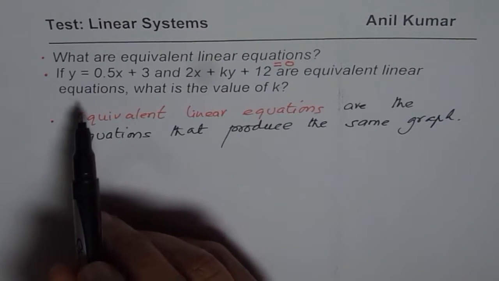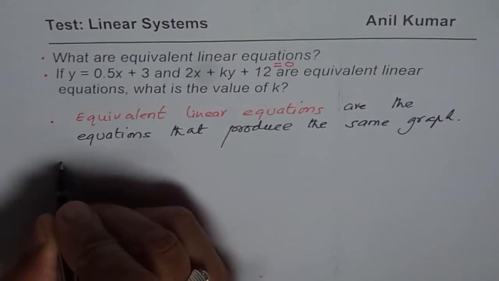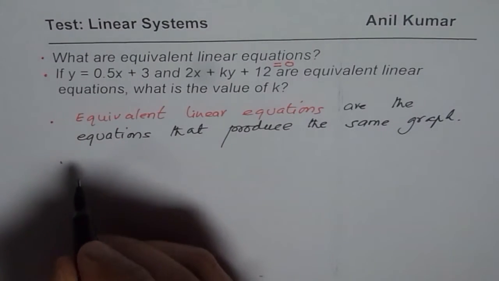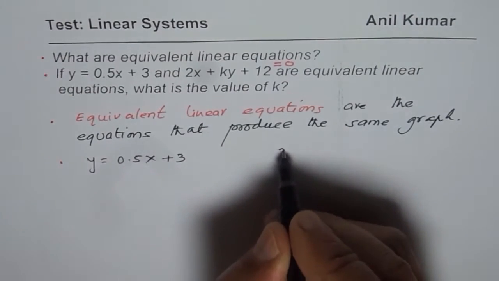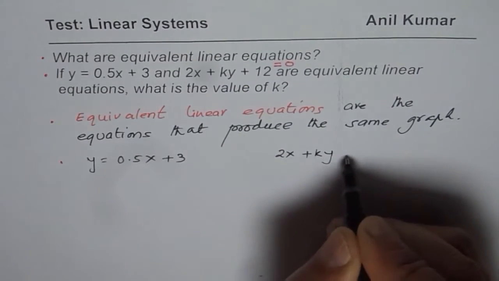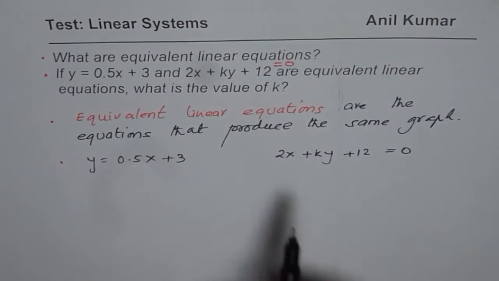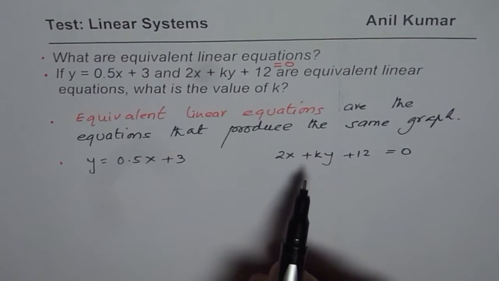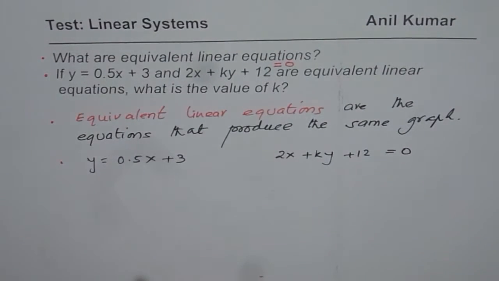Now, the second part of the question here is, we are given two different lines, right? One is y equals 0.5x plus 3. The other one is 2x plus ky plus 12 equals 0. So that was a typing error. I've added that. So these are the two given lines, and we are given that they form equivalent linear equations, and so we need to find the value of k. Now with this example, you will also understand how to create or how to find equivalent linear equations.